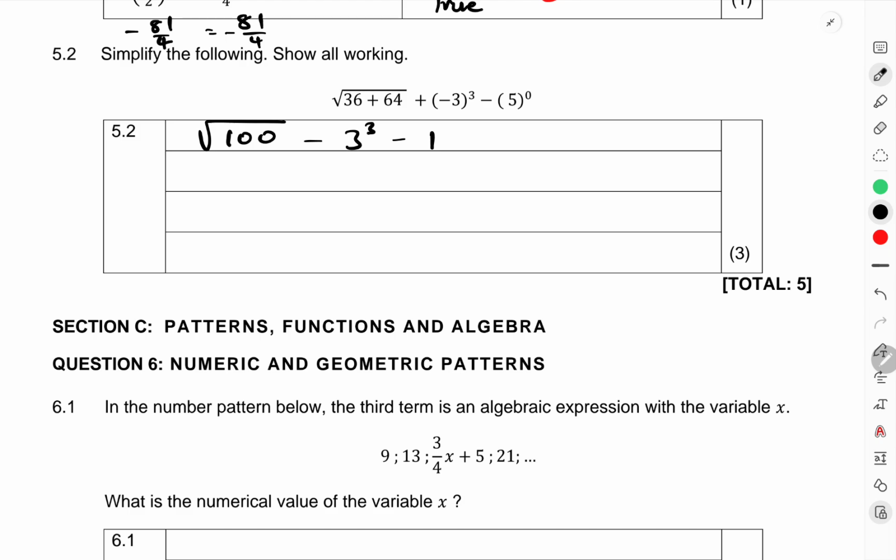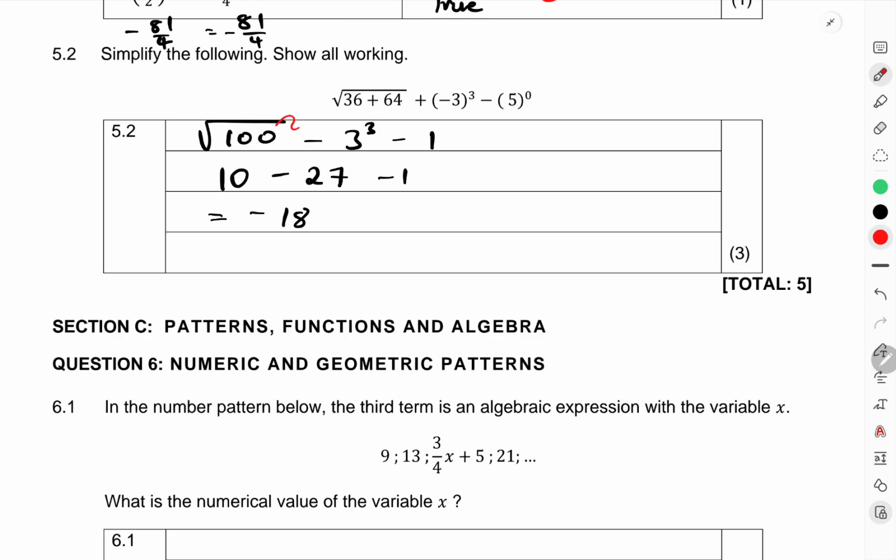Now, what is the square root of 100? The answer will become 10 minus what is 3 to the power of 3? It is going to become 27 minus 1. Therefore, what is 10 minus 27 minus 1? Therefore, the final answer here, I'm going to have negative 18, which is going to be our final answer for that.